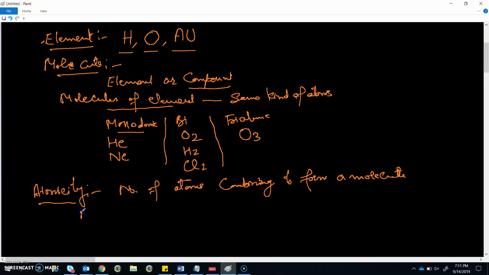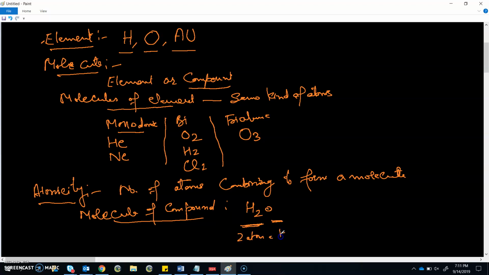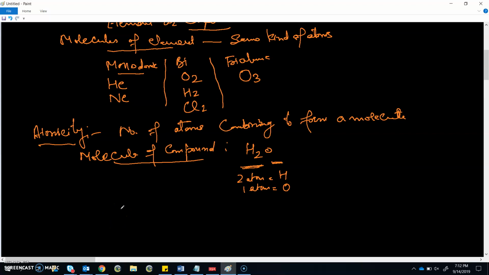Now come to the molecule of compound. We can take molecule of compound as if atoms of different elements join together in definite proportion, they form a molecule. For example, if we take the case of water, here two atoms of hydrogen and one atom of oxygen combine to form a molecule. This is called the water molecule. And the condition is it should be in the definite proportion. It should always be two hydrogen and one oxygen.